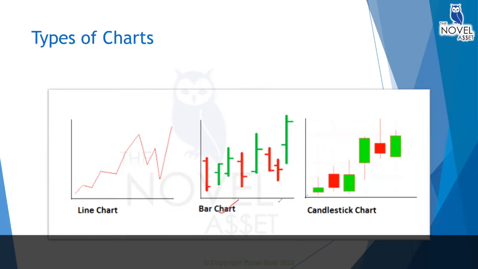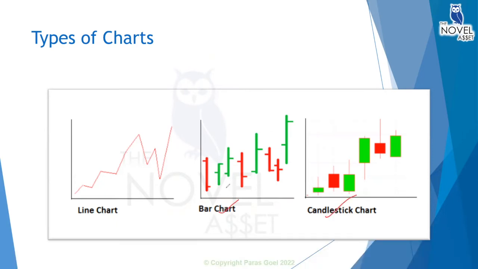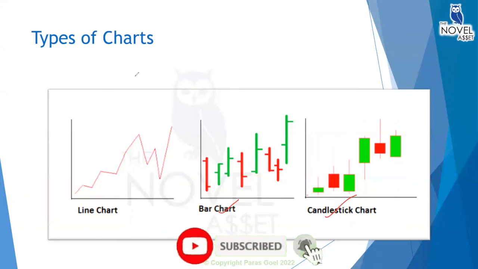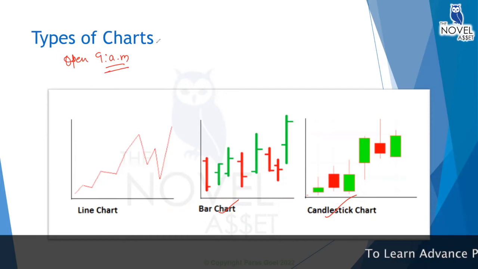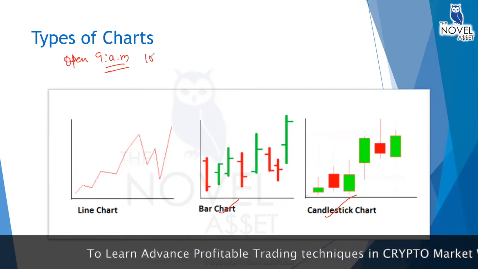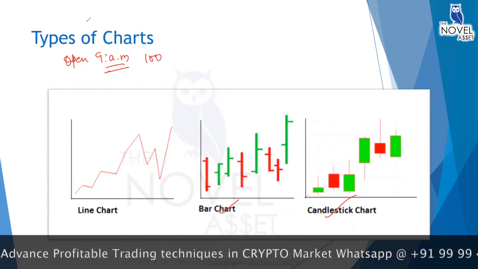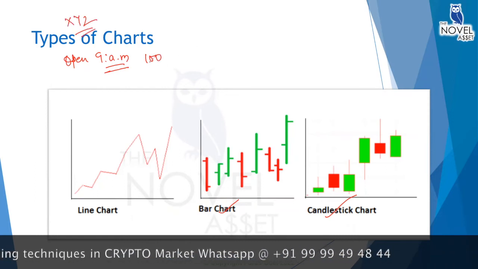Understood? The bar chart and the candlestick chart are very similar in the formation of their nature. Let's give an example. Let's say the market opens at 9 a.m., because it's a 24-hour market. Let's say our market, it's an example, will run 24 hours a day. Let's say at 9 a.m. the price is right now at 100 rupees of any security. Let's say any XYZ coin we are talking about. The price is at 100.